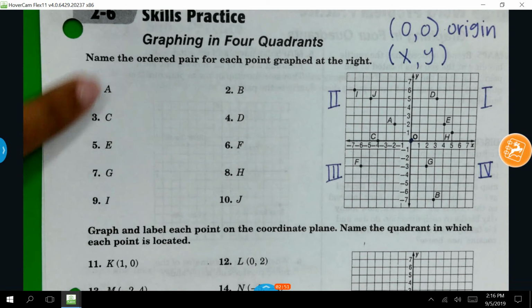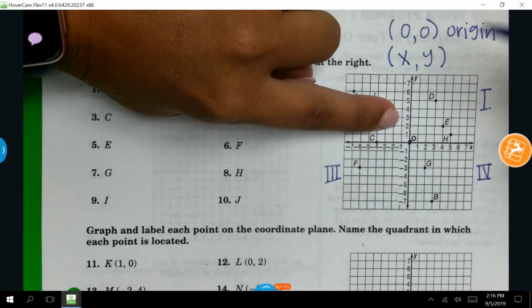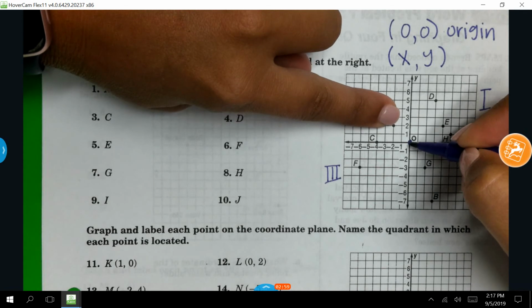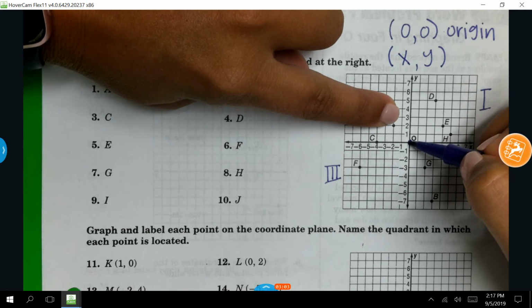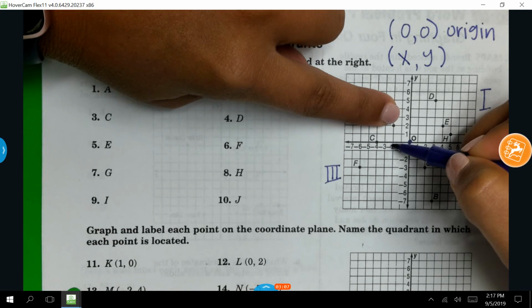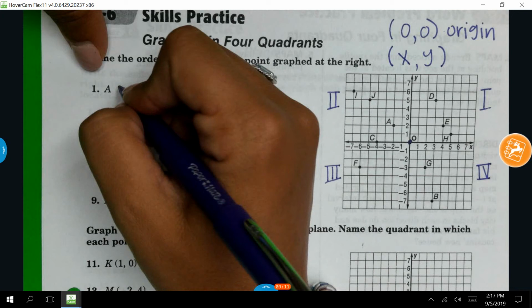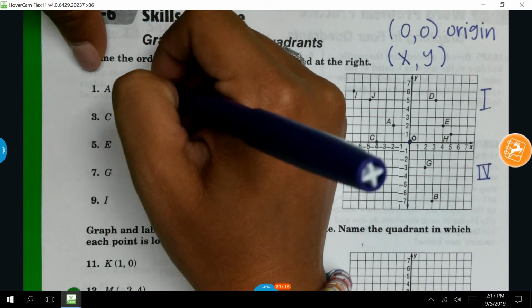Alright, so if we look at number 1, which is point A. Point A is right here. So in order to get there, I'm starting at my origin every time. And my x comes first, so that means I'm going left or right first. Which one is it in this case? Left. So I'm going left 2, which is a negative 2. And then I have to go up 2, which is a positive 2. So my ordered pair for A is negative 2, 2.